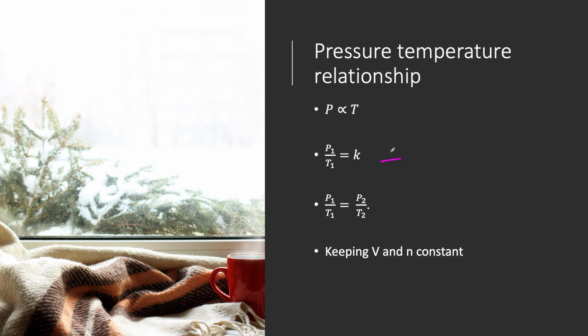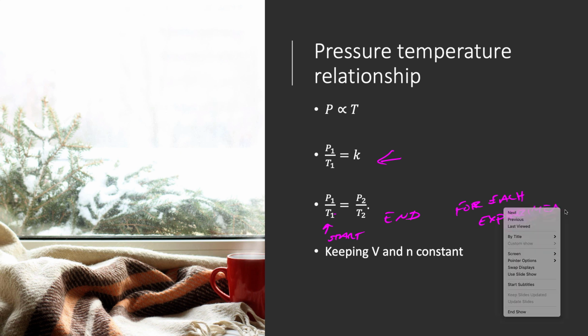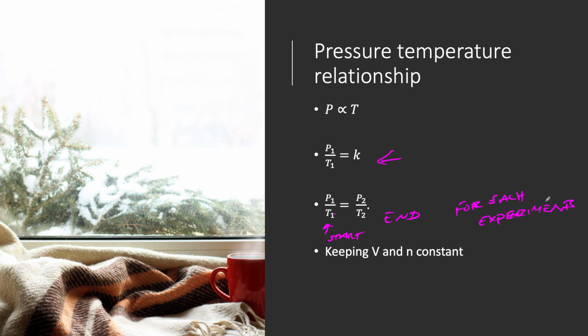So what we have is this. When we relate the beginning, what we start with, and what we end with, the ratio of P1 to T1 is equal to the ratio of P2 to T2. And that's for every individual experiment. For each experiment, the ratio can be different, but within one experiment, this ratio would be the same.